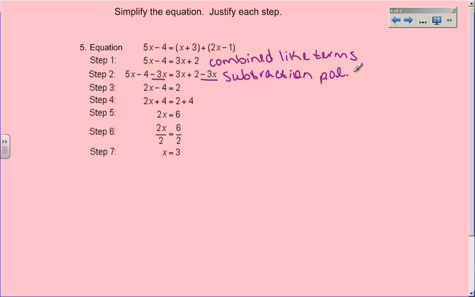Now for step 3, now what I have is 2x minus 4 equals 2. Well, so we need to talk about what happened here. I don't see the same thing on both sides. I don't see a minus something or a plus something, or that I multiplied the same thing on both sides. I just suddenly have less stuff. And so what it looks like to me is that they took this 5x minus 3x to make a 2x, and then the minus 4. And then over here, these 3x's cancel each other out, leaving just the 2. So all they did here was just simplify or combined like terms.